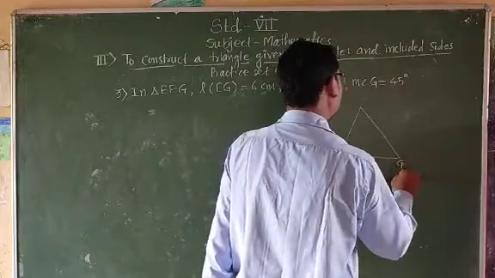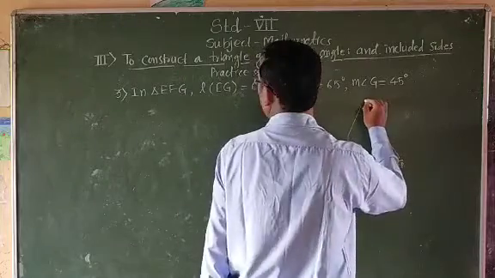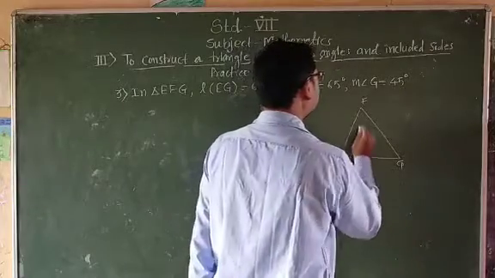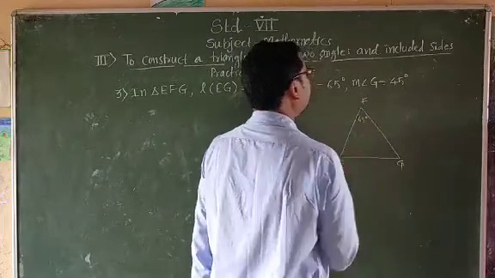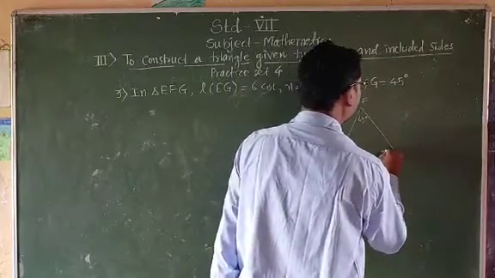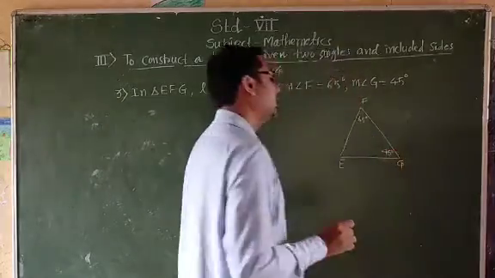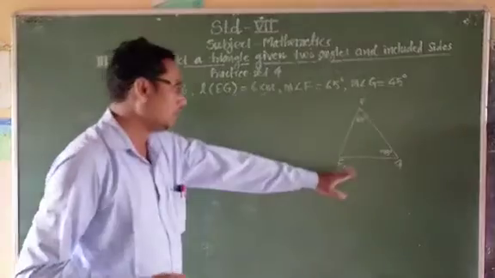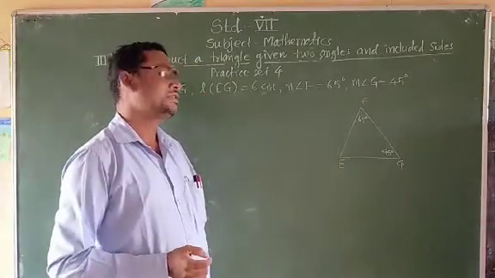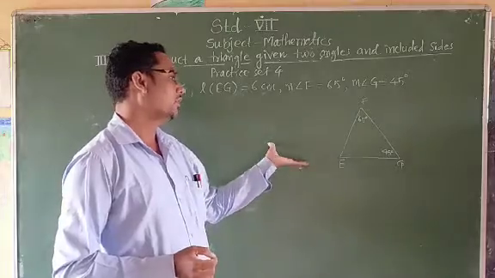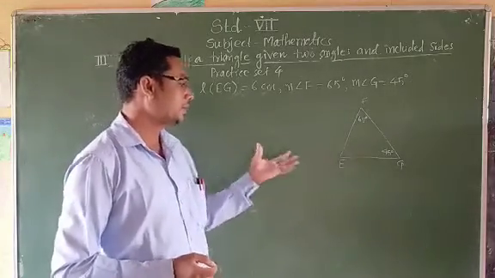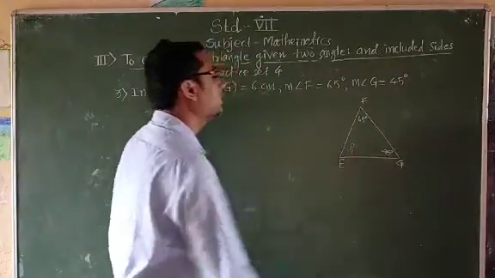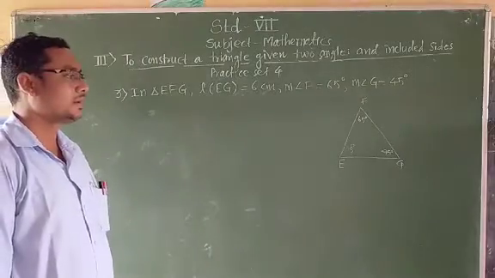E, G, and here F. So whatever angle is given, you have to put here, 65 degrees, and angle G is 45 degrees. This angle we don't know, and the length of this segment EG is given. If FG were given, then we could easily draw, but here the length of EG is given. So first of all we have to find out angle E.